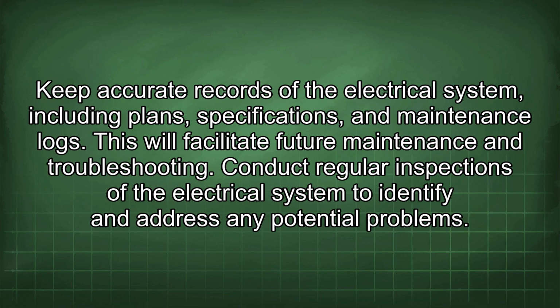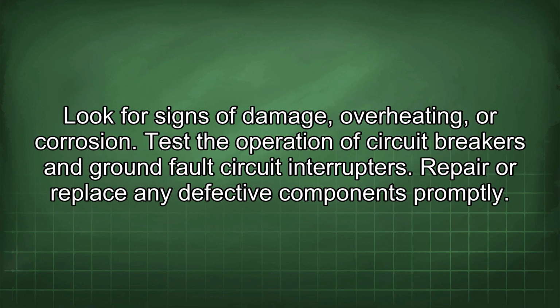Keep accurate records of the electrical system, including plans, specifications, and maintenance logs. This will facilitate future maintenance and troubleshooting. Conduct regular inspections of the electrical system to identify and address any potential problems. Look for signs of damage, overheating, or corrosion. Test the operation of circuit breakers and ground fault circuit interrupters. Repair or replace any defective components promptly.